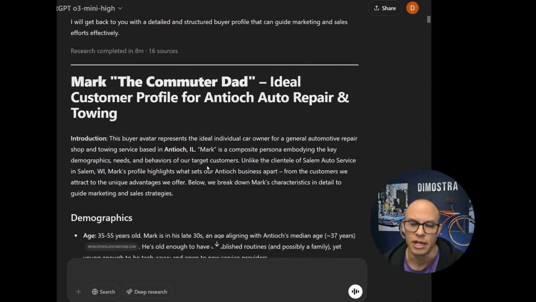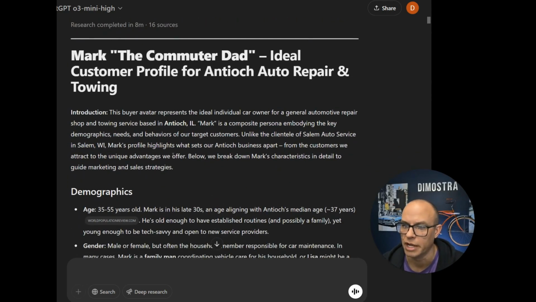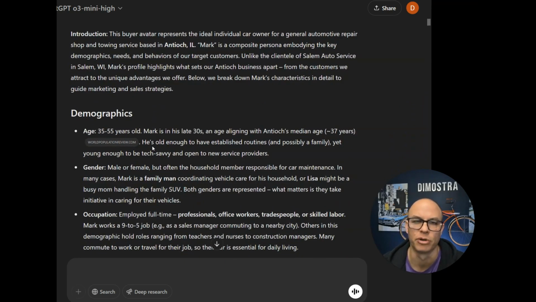This avatar has it as a male and named it Commuter Dad. But anyway, if we look at the demographics here, it's definitely more specific. It says the ideal customer is in his late 30s, and this aligns with the median age of Antioch. So it's actually bringing in the town data, which is really interesting because we didn't have that before. Now, the numbers are similar to what the model generated in O1, but we have a lot more information here.